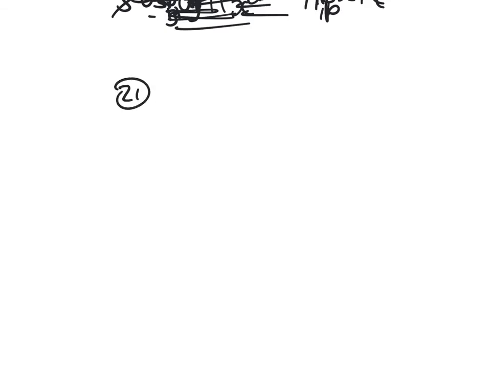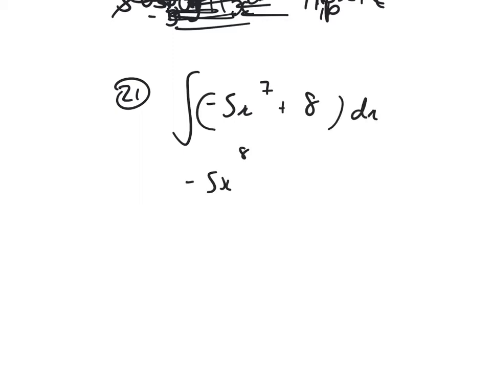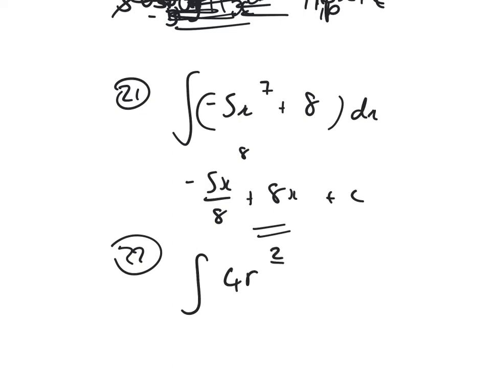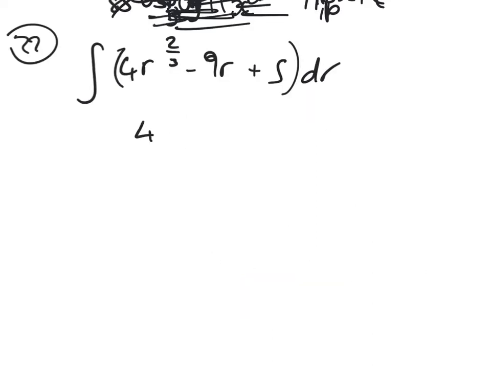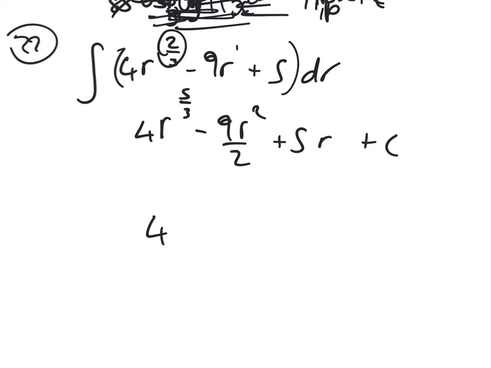Okay, example 21, we're going to integrate minus 5x to the 7 plus 8. So that's minus 5x to the 8 over 8 plus 8x plus c. Example 22, we're going to integrate 4r to the 2/3 minus 9r plus 5. So that will be 4r to the 5/3, since 2/3 plus 1 is 2/3 plus 3/3, which is 5/3. Remember, there's a power of 1 there, so that's minus 9r squared over 2 plus 5r plus c. I can then tidy this up a wee bit, so that will be 4 lots of the cube root of r to the power 5 minus 9r squared over 2 plus 5r plus c.